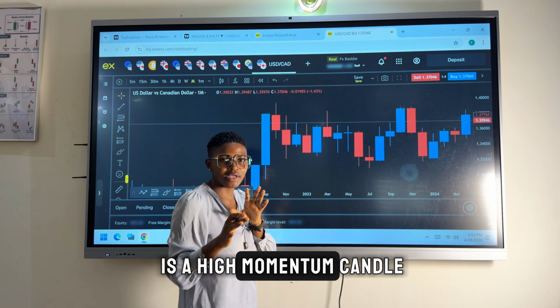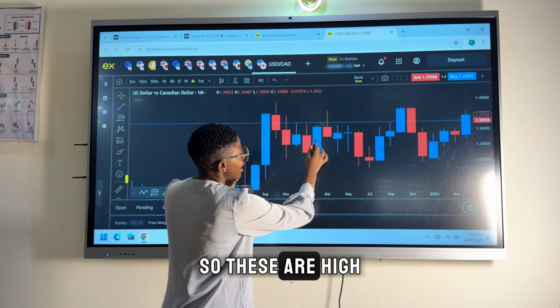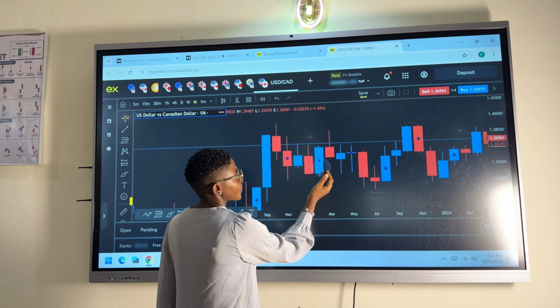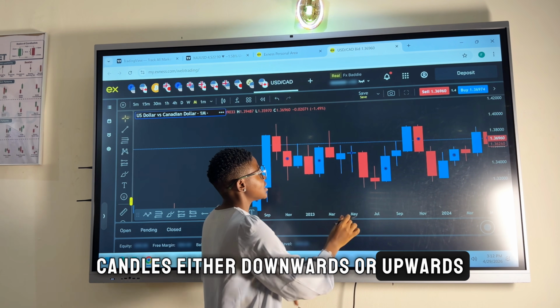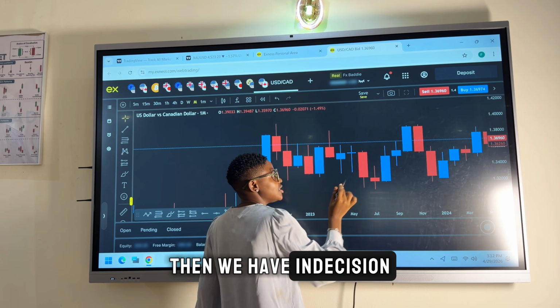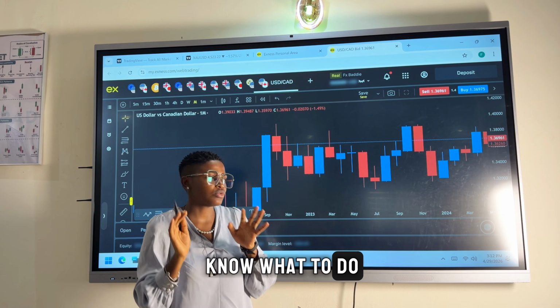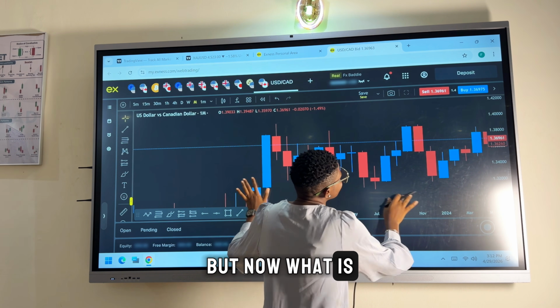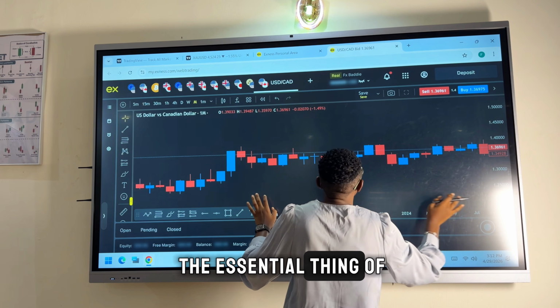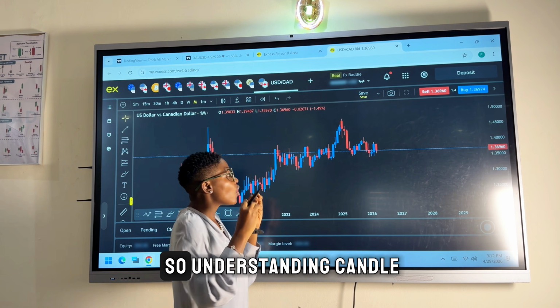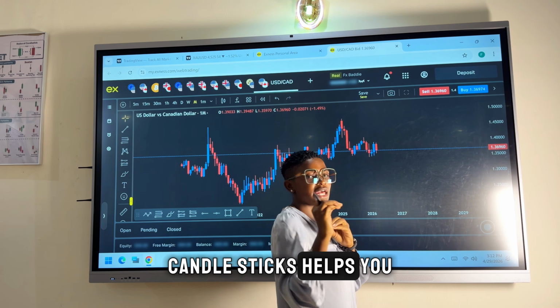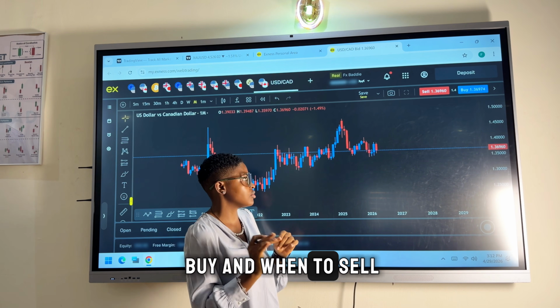This is a high momentum candle. So these are high momentum candles. Rejection candles, either downwards or upwards. Then we have indecision candles where we don't know what to do. But now, what is the essential thing of knowing all of these candles? Understanding candlesticks helps you to know when to buy and when to sell.